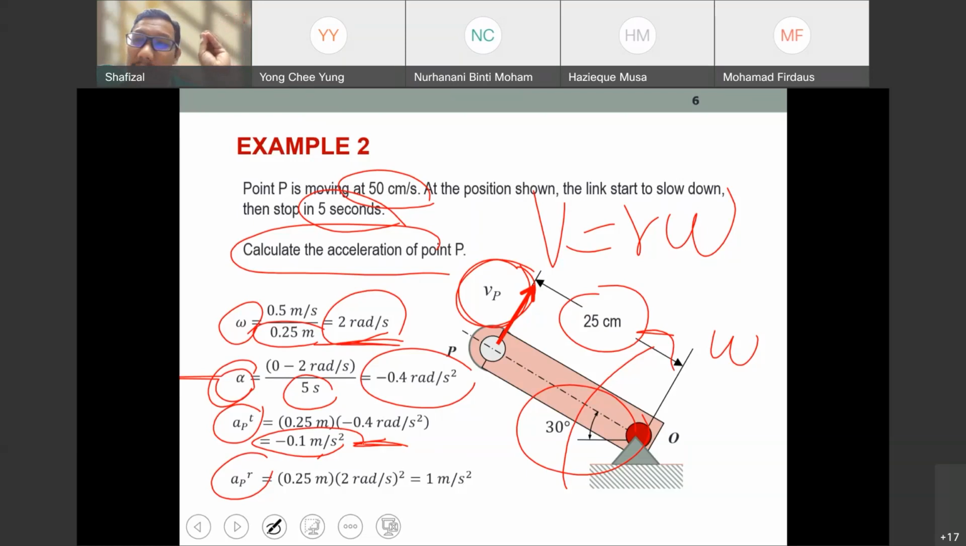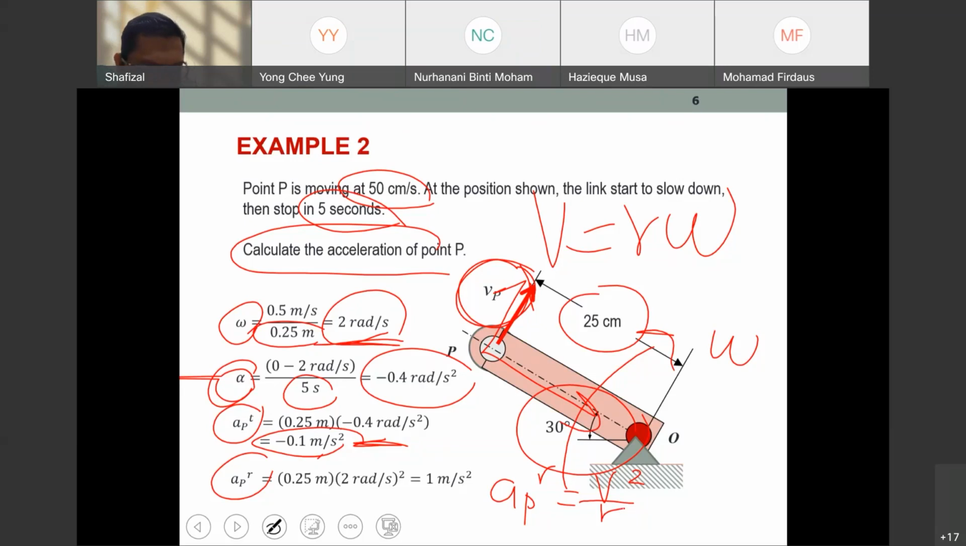Minus 0.1 meter per second square. So for radials, this is tangential, this is radial. So radial is R times V, V cos 2 divided by R, isn't it? V cos 2 divided by R. A_R equals V cos 2 divided by R.